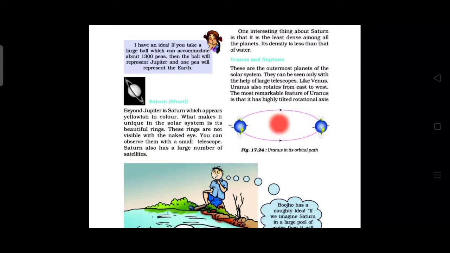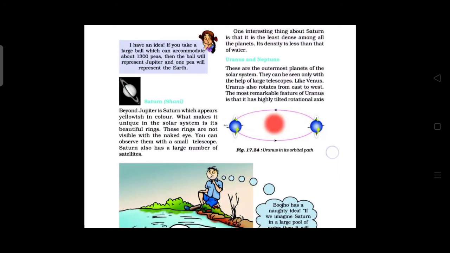Then Uranus and Neptune. These are the outermost planets of the solar system. They can be seen only with the help of what? Large telescope. But Saturn can be seen using a small telescope also. But Uranus and Neptune are seen using what? Large telescope. Like Venus, Uranus also rotates from east to west. As a result of the orbital motion, it appears to roll on its side.